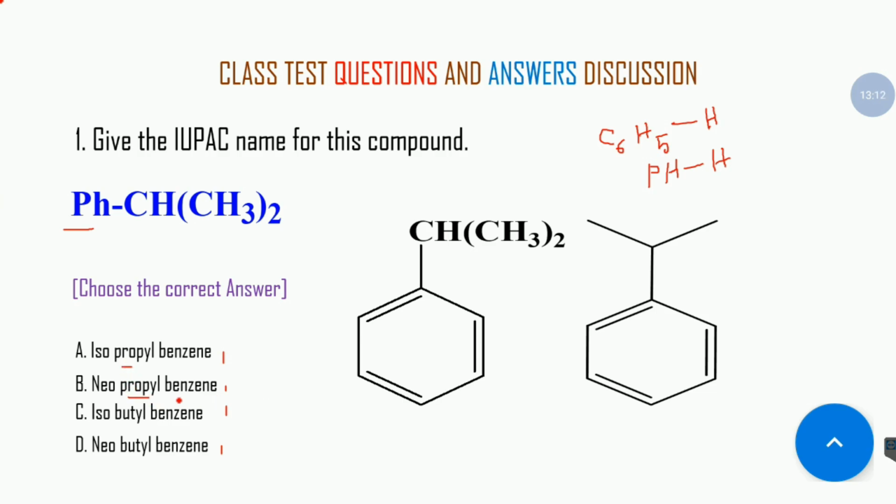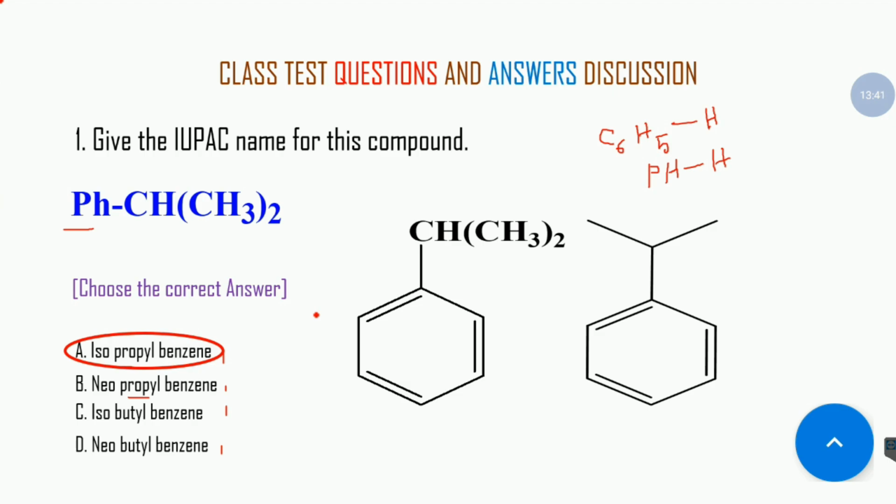Now you have to number it. Here is 1, here is 2. So in the second position carbon, it has 2 methyl groups, CH3. So it's simply option A, meaning isopropyl benzene. Understood? Okay.